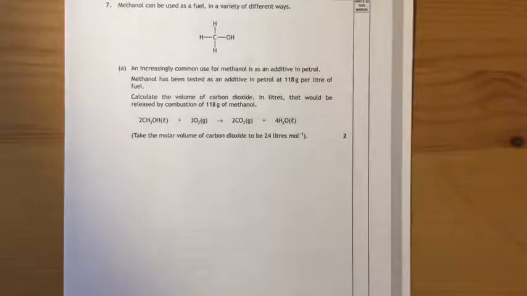Methanol can be used as a fuel in a variety of different ways. An increasingly common use for methanol is as an additive in petrol. Methanol has been tested as an additive in petrol at 118 grams per litre of fuel. Calculate the volume of carbon dioxide in litres that would be released by combustion of 118 grams of methanol.